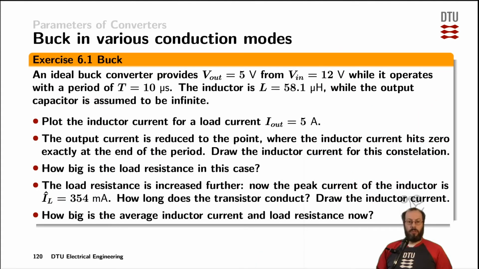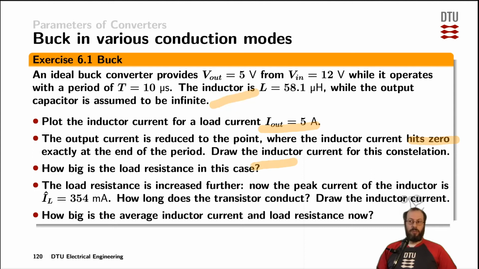We have now walked through the operation of the converters in continuous conduction mode, in boundary conduction mode, and in discontinuous conduction mode. Now it's time to put some numbers on that. For a buck converter that is specified up here with the numbers input voltage, output voltage, operating period time, and the inductance, you are asked to plot the inductor current for an average output current of 5 ampere. After that, the operation of the converter is reduced to a point where the inductor current hits zero exactly at the end of the period. How does the inductor current look like now?